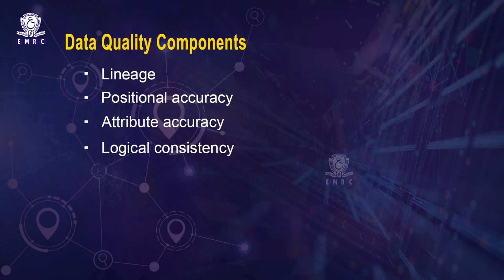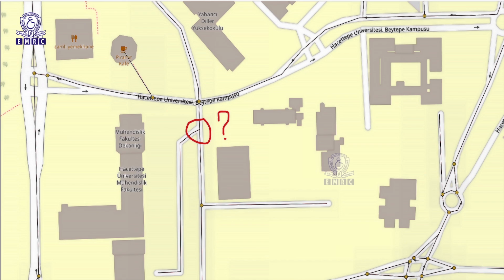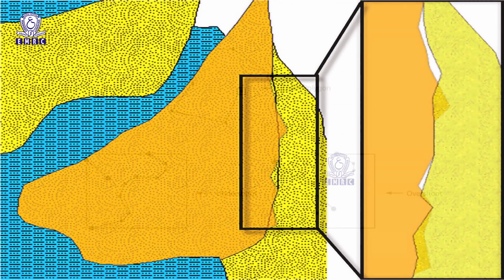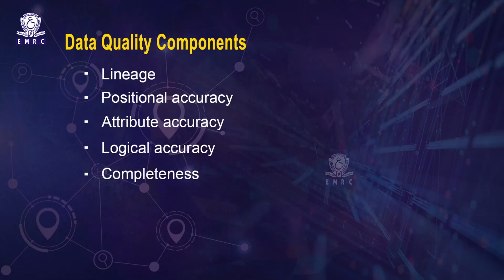Logical consistency. This component is concerned with determining the faithfulness of the data structure for a dataset. This typically involves spatial data inconsistencies such as incorrect line intersections, duplicate lines or boundaries, or gaps in the lines. These are referred to as spatial or topological errors. Completeness. The final quality component involves a statement about the completeness of the dataset.